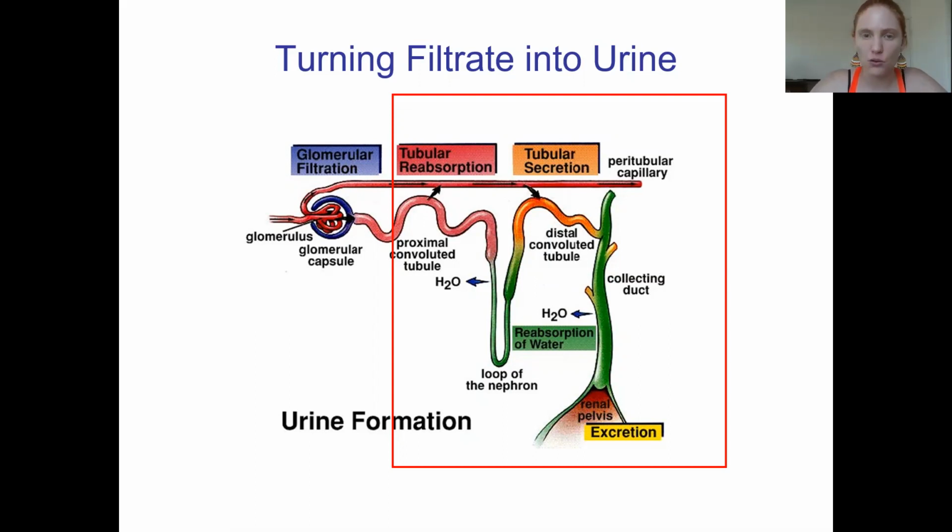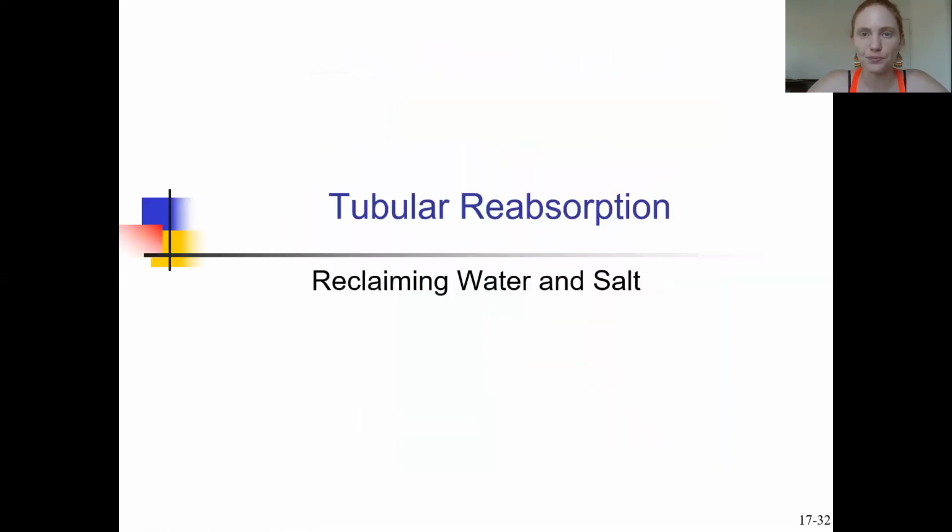Okay, so the two processes we're going to talk about are tubular reabsorption. Remember, that means taking it back from the tube into the blood. If it's in the blood, you get to keep it. If it's in the tube, it goes away. You excrete that one. Okay, so reabsorption, bringing it back in, and secretion, putting it into the tube so you can excrete it out of the body.